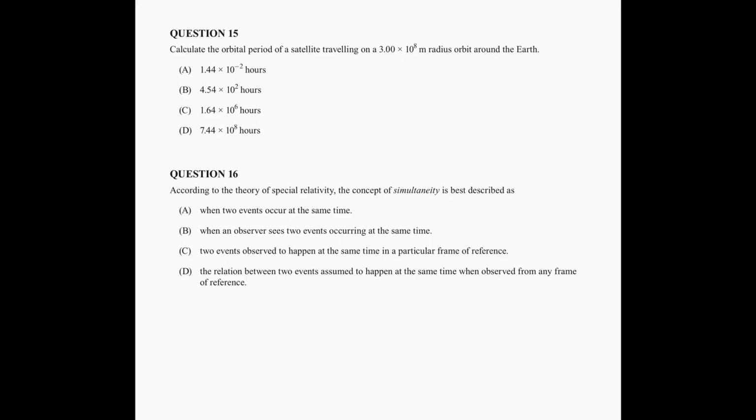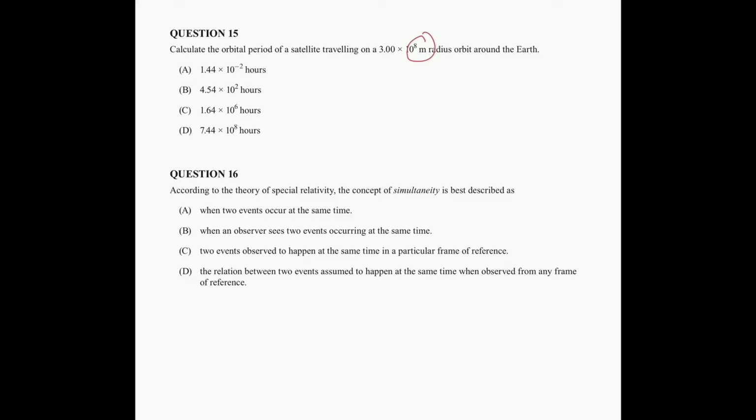All right, so question 15 here is a fairly straightforward question: calculate the orbital period of a satellite traveling on a 3 × 10⁸ meter radius orbit around the Earth. So first thing is we've got an orbital kind of question, but the main thing I want to flag is that it's in meters. So I don't need to convert any of my units right now.